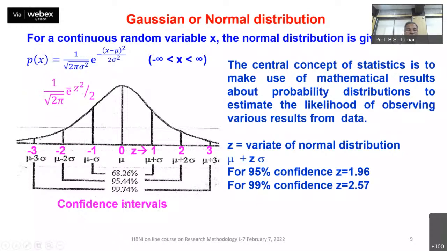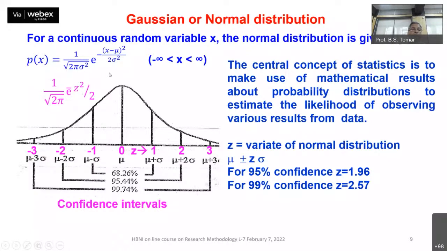So the higher the value, the higher the confidence; this value is what we call Z. When I say 1, 2, 3 here, you can have a continuous variation of Z, which is called the Z variate of the normal distribution. So you can write mu plus minus Z sigma, instead of 1, 2, 3 sigma, and you can have Z as a variable. Z can be written as x minus mu by sigma.